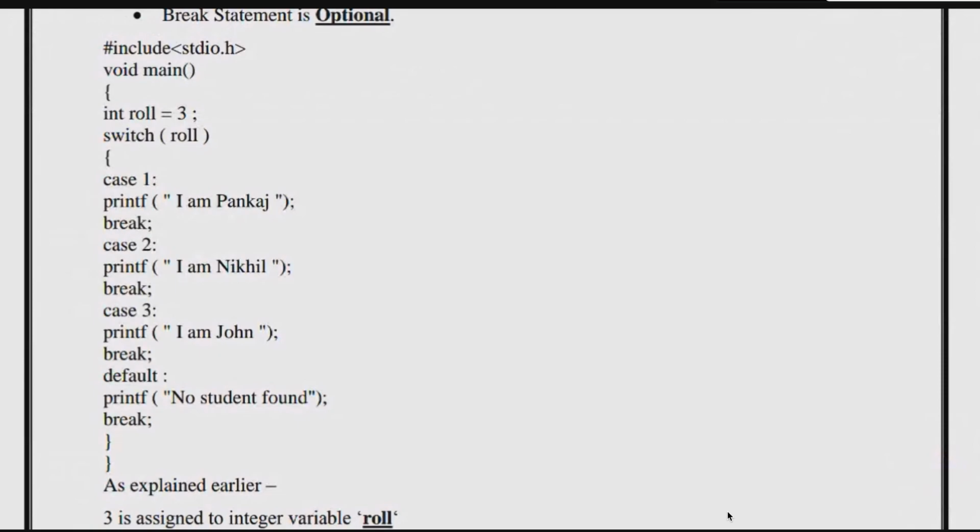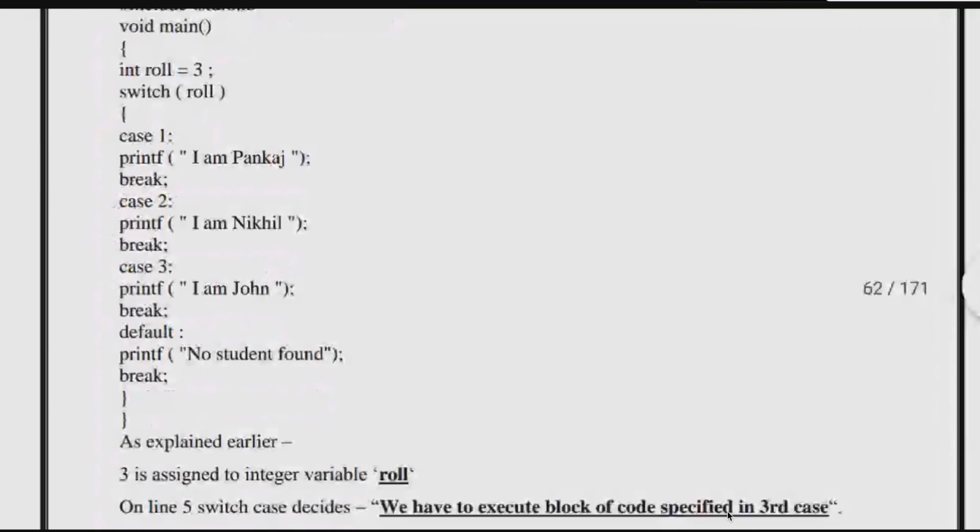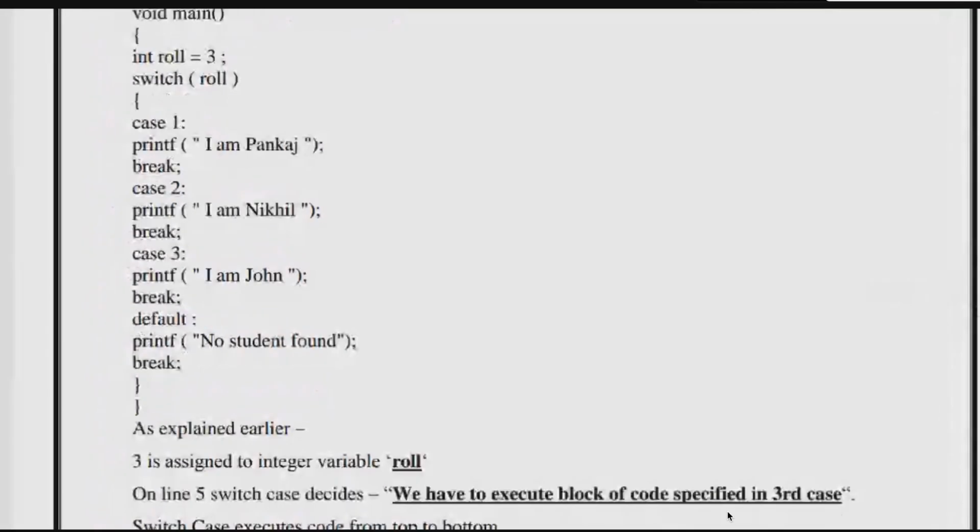Who is roll number 3, I am asking? So he says, sir, I am John, sir. Roll number 3 is I am John. Roll number 2, I am Nikhil, sir. Who is roll number 2? I am Nikhil. I am Pankaj, roll number 1. Like that, you can write up to 60 numbers or however many are required for your class.